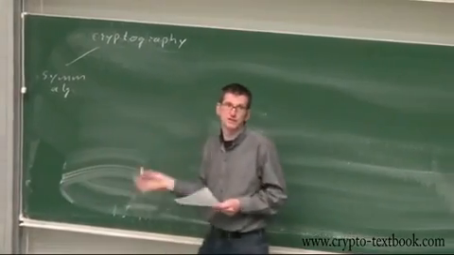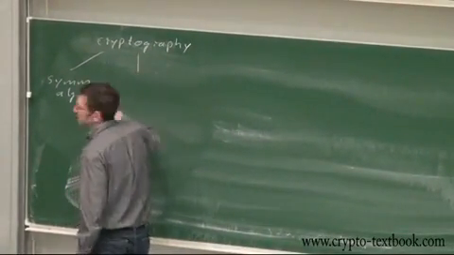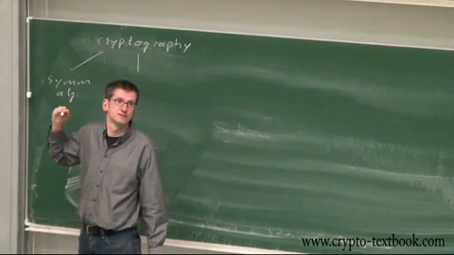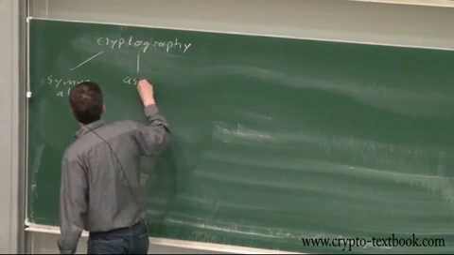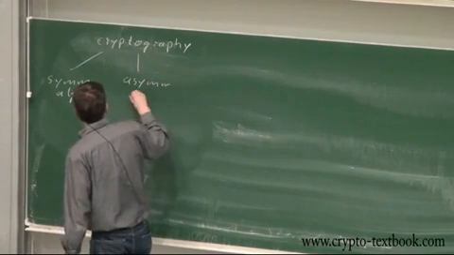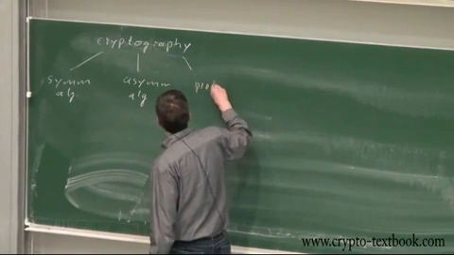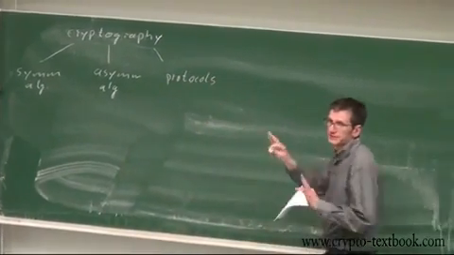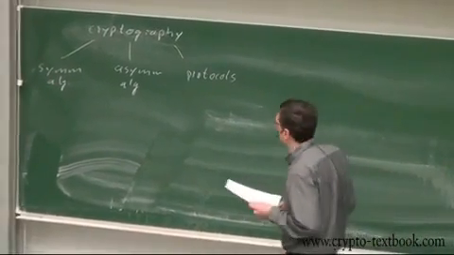So, we know there are 3 big fields of modern cryptography. There are symmetric algorithms. There's asymmetric algorithms, and there's protocols, whatever. And we define protocols pretty loosely, as you will see in a month or so.